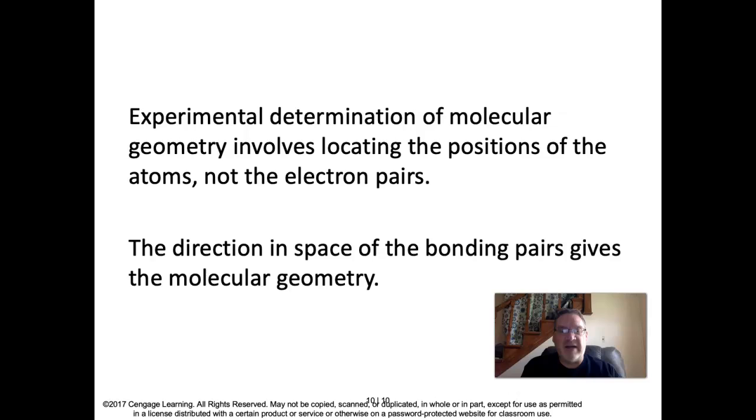Now, I mentioned electron pairs and the number of electron pairs, but when we get into actual determinations, we are looking at the positions of the atoms. So that's where you get the terminology linear, trigonal planar. Those are all locations for the atoms, but they are based in part on the electron pairs that we see.